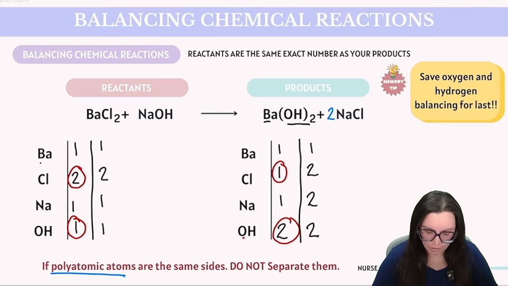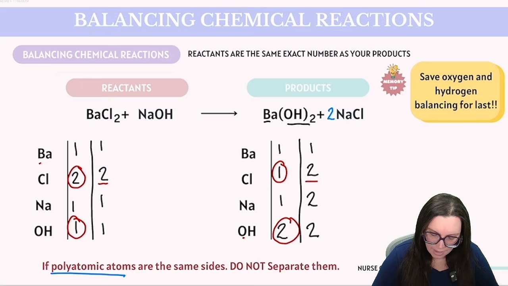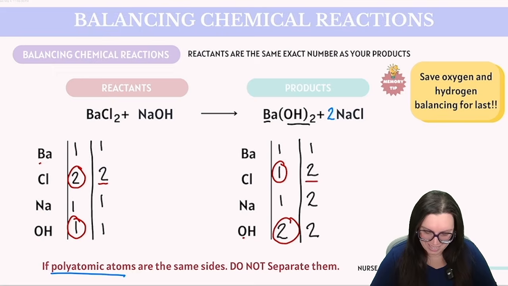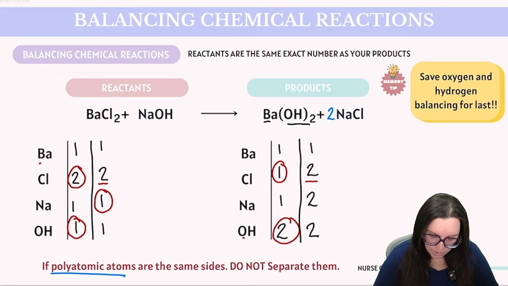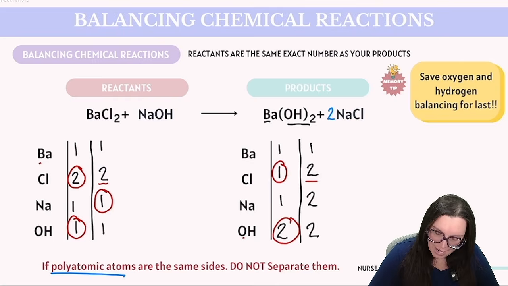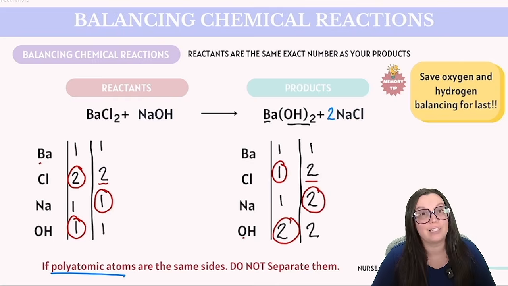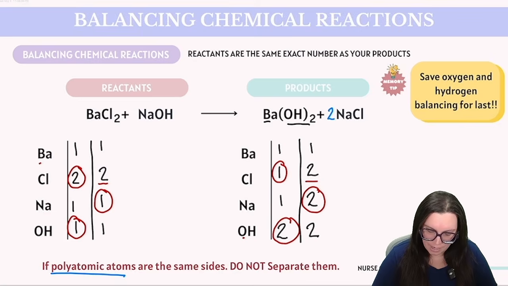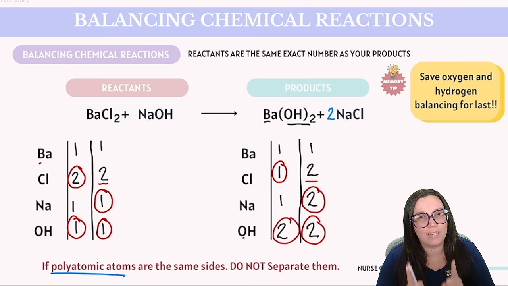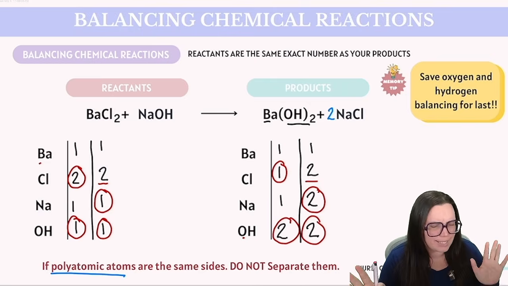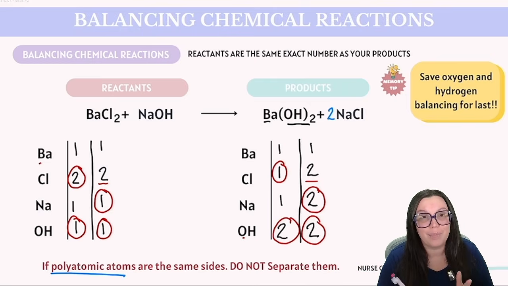As we take a closer look, we can see we have one Ba element on both sides, so that's still equal. Now we have evened out our Cl element. We have 2 on both sides. But look here, we have 1 sodium on our reactant side, and we have 2 on our product side, so we're going to need to balance that out. And of course, we still have an issue with the balance of our OH, but we always want to save that one for last whenever we see hydrogen or oxygen. So the next element that we're going to need to balance is our Na element.